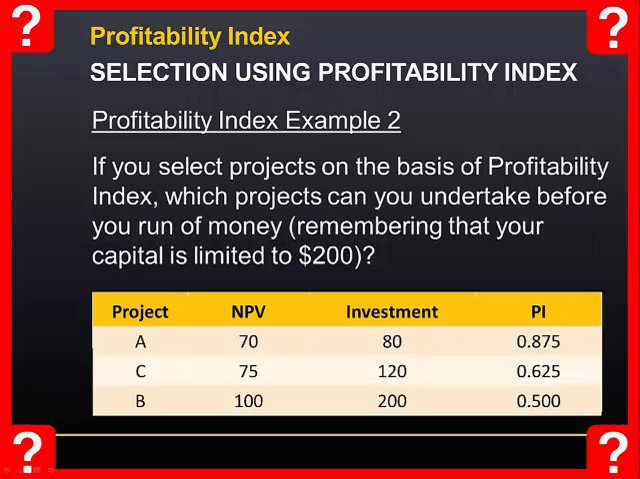If we now select projects on the basis of the profitability index, which projects would you undertake before your $200 is exhausted? Going from the top of the list, we would select projects A and C. They use up our entire $200, but by selecting on the basis of PI, total NPV is maximized. We have NPV of $145 instead of $100.